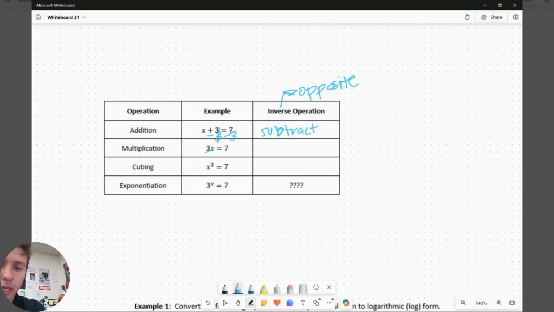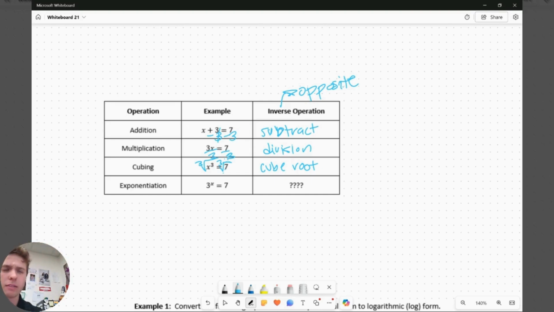The opposite of multiplication we know is division, right? You could divide by 3 on both sides there. We know that the opposite of cubing something would be taking a cube root or raising it to a fractional power, a rational exponent. But we know the opposite of a cube is a cube root. Notice that the x was the base of that and the 3 was the exponent.